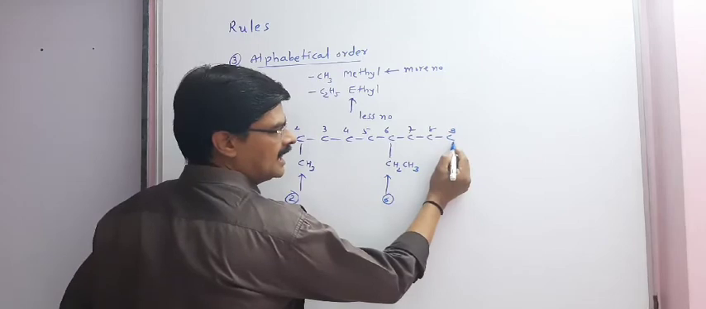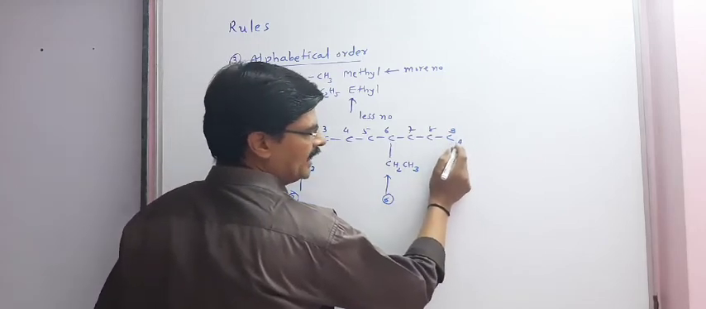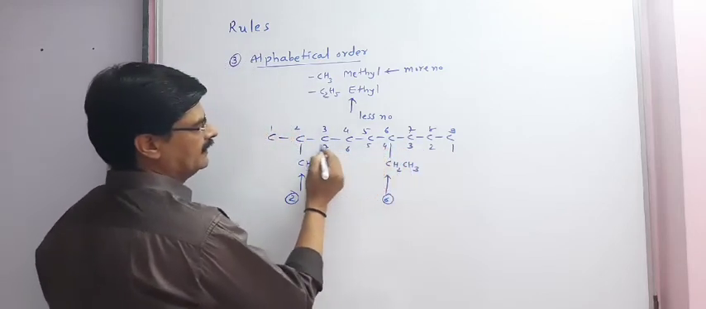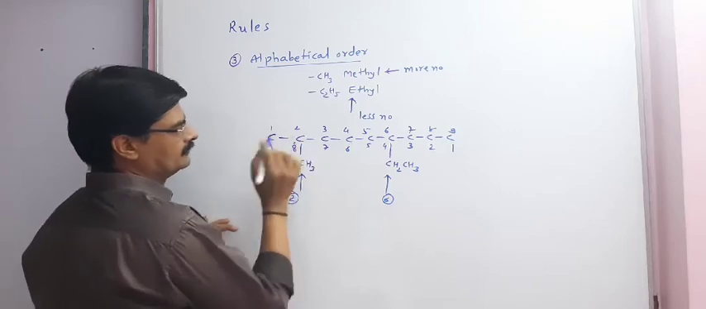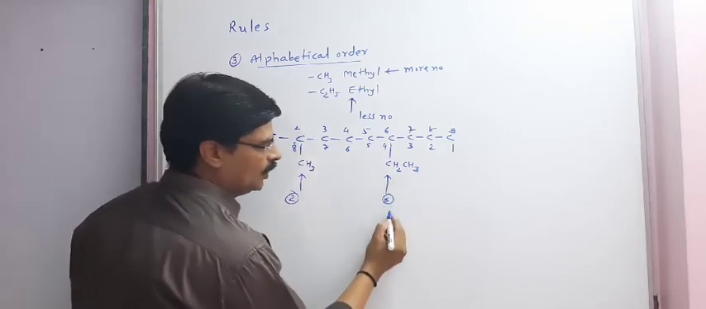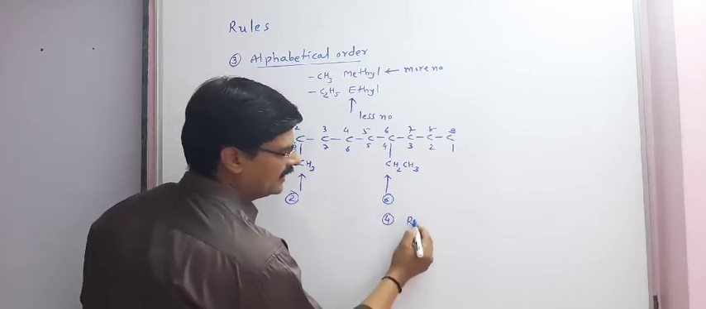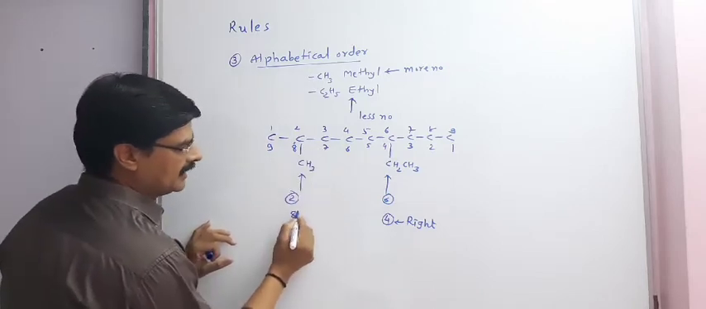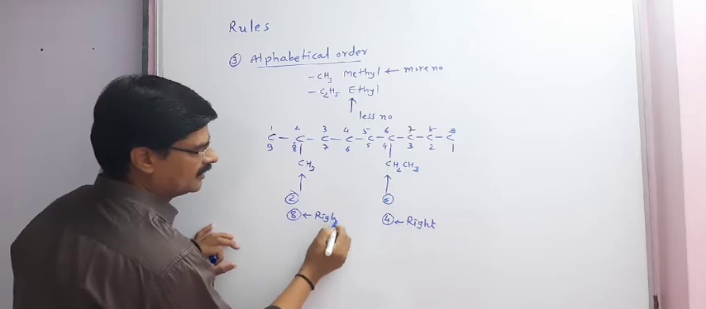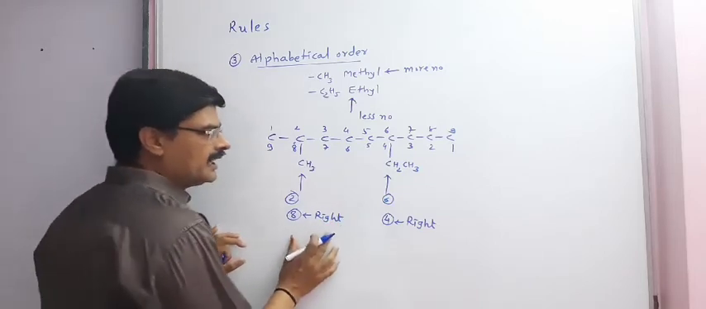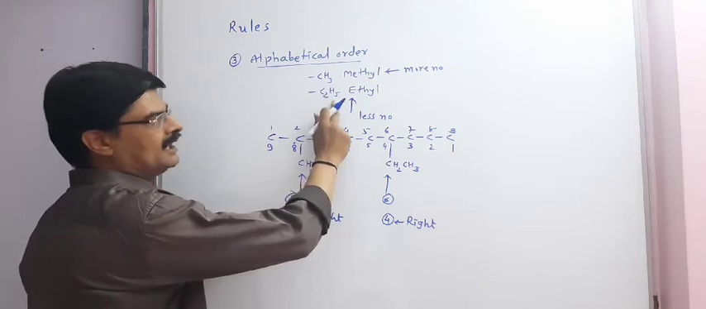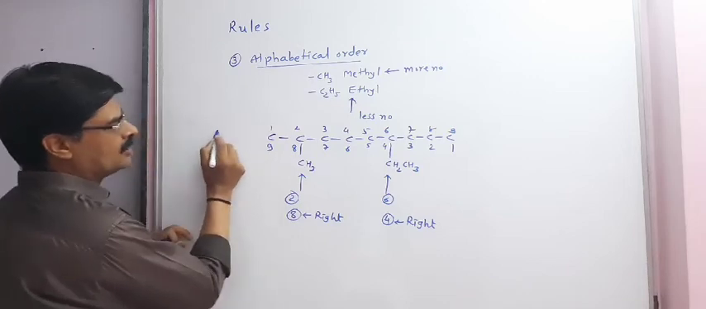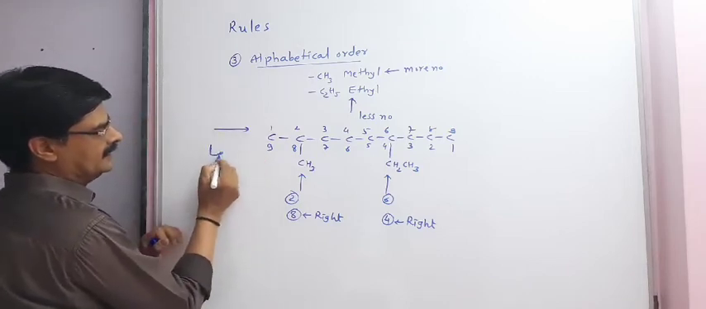But if we had started giving numbers from this side, it means from the right side, we will get 1, 2, 3, 4, 5, 6, 7, 8 and 9. So ethyl will get number 4. From the right hand side when we write, ethyl will get number 4 and methyl will get number 8. But the correct way, to maintain alphabetical order as well as lowest number to substituent, is to write it from the left hand side.